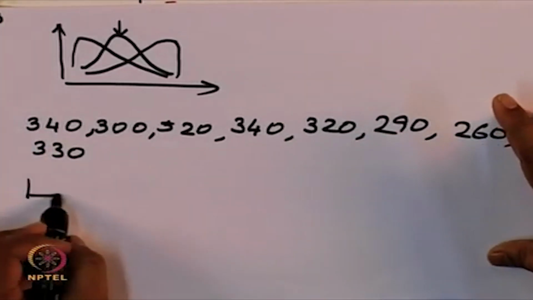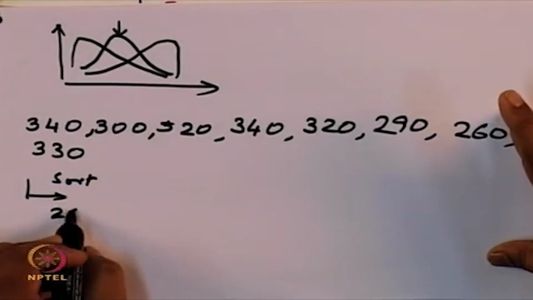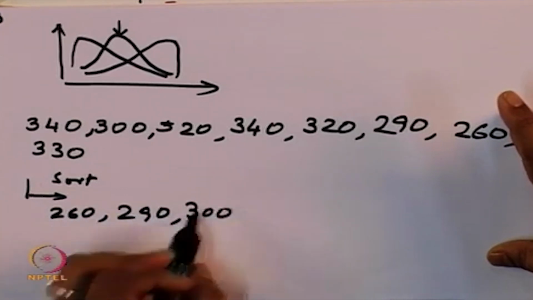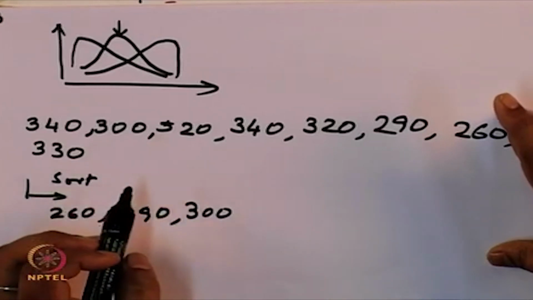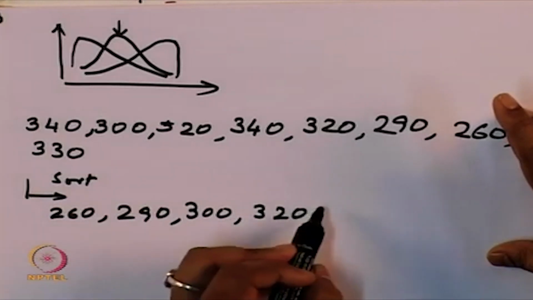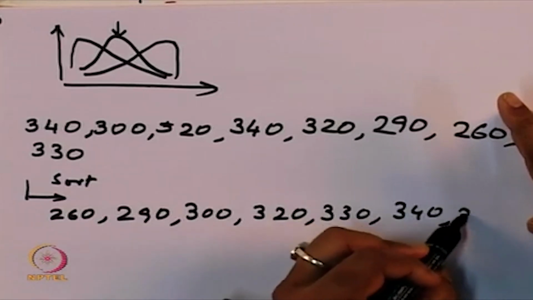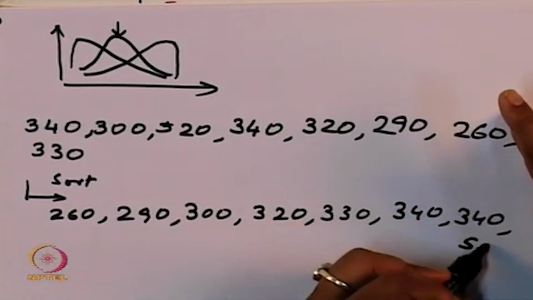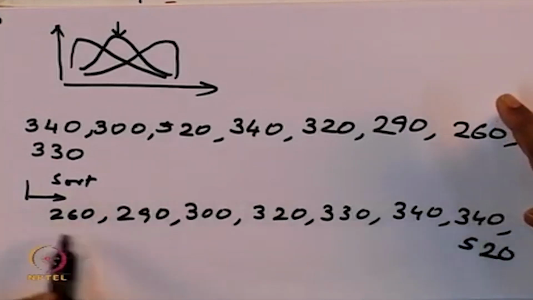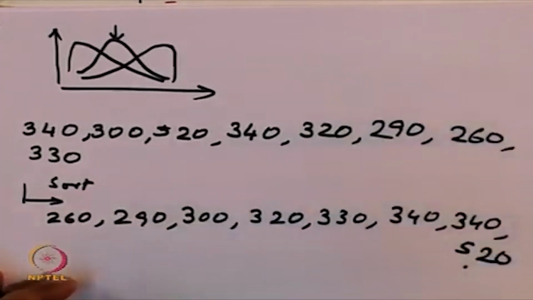The first step is to sort in ascending order. My lowest value here is 260, then 290, then 300, 320, 330, two 340s and one 520. We can already see clearly that as opposed to all of these points which are clustered together, this data point seems to be out of the plot.